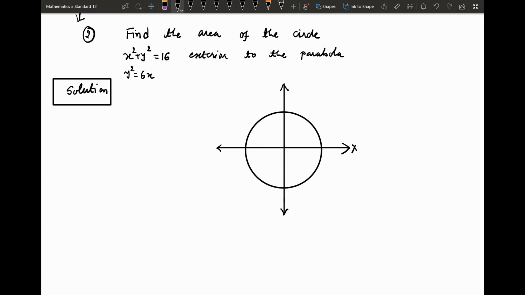This is x axis, y axis. Now find the area of the circle. Which part of the circle? Exterior to the parabola y square equal to 6x. Y square equal to 6x, even power of y, so symmetry about x axis.